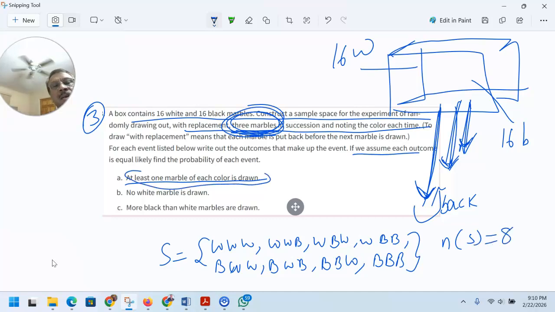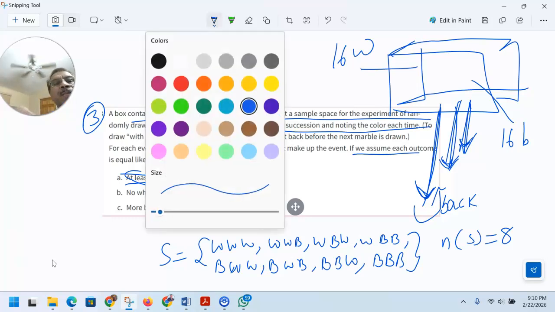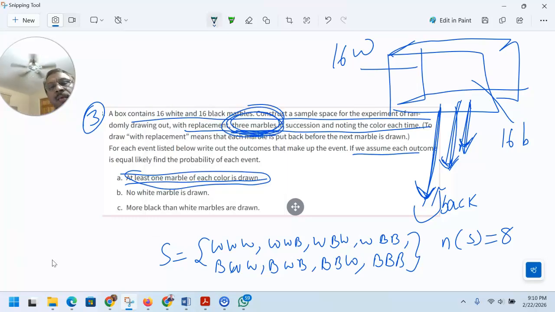At least one marble of each color basically means there has to be black and white also. Both should be there. White and black has to be there. And I can't take these two. But the rest of them, there are 6 of them. See, so there are 1, 2, 3, 4, 5, and 6.